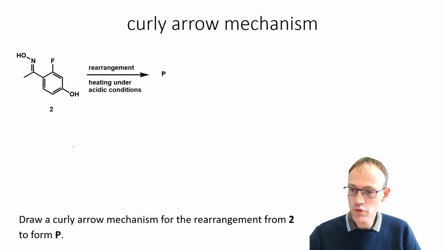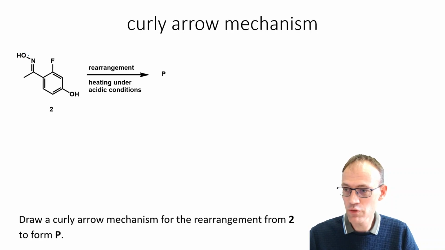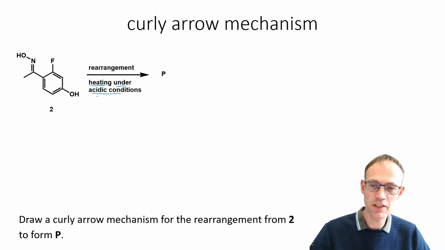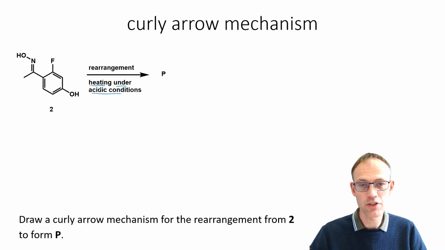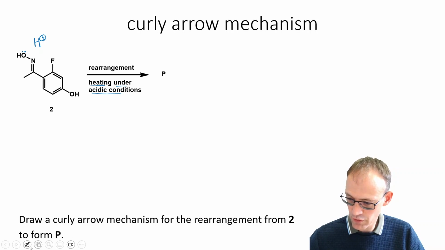So the first thing that we're going to do is draw the starting material again. But before we carry out the rearrangement reaction, we note that the reaction is being heated and that this is under acidic conditions. And acidic conditions are normally applied if there is something in a substrate that needs to be protonated. So in the case of the Beckmann rearrangement, what needs to be protonated is this hydroxyl group over here. And I'll draw the curly arrows for this step.